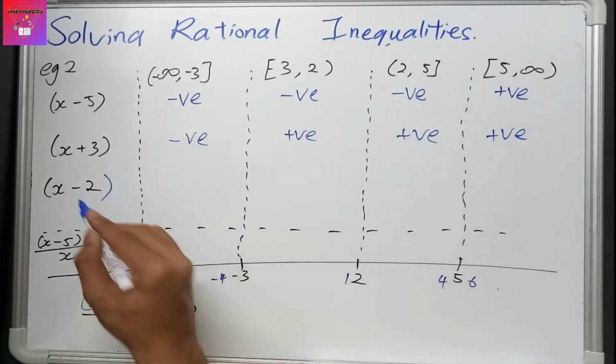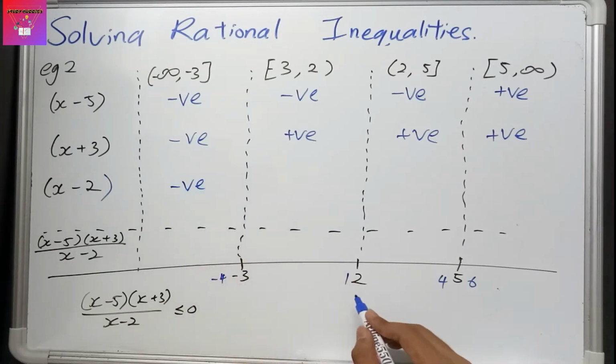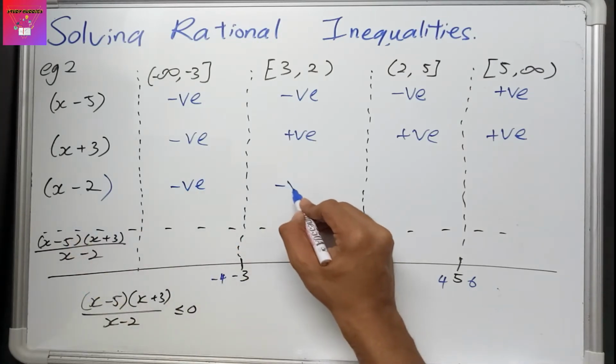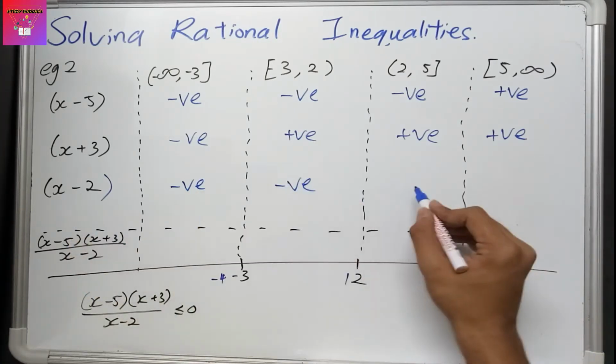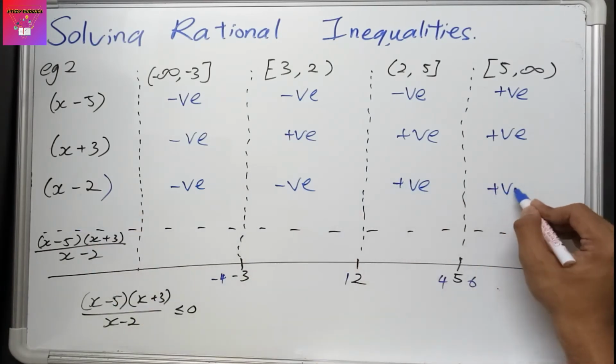So for the third row, negative 4 minus 2, negative 6, negative. 1 minus 2, negative 1, negative. 4 minus 2, 2, positive. 6 minus 2, 4, positive.